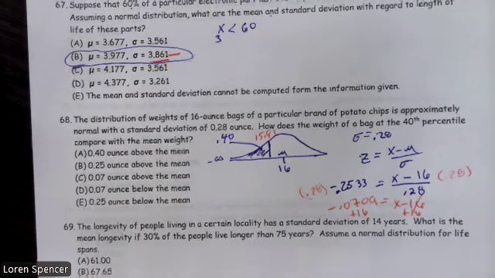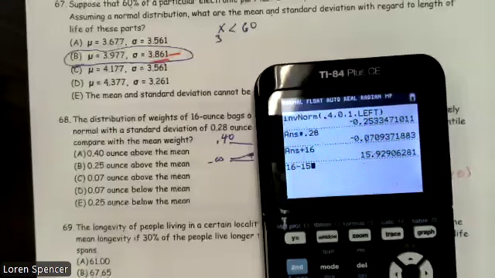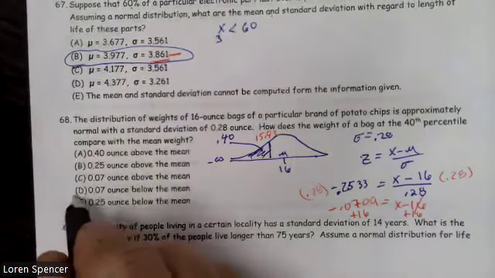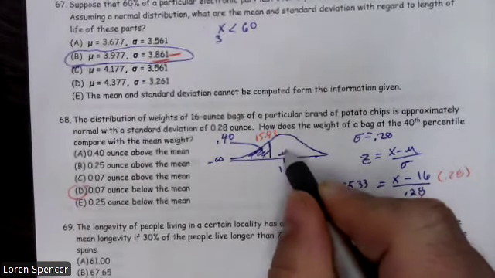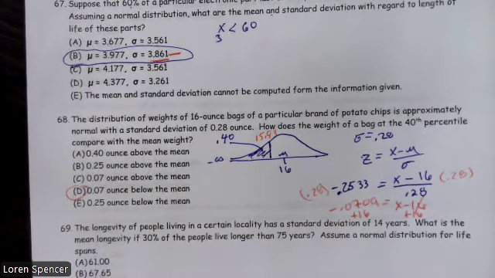How far below the mean are we? Well, 16 minus 15.93. We're 0.07 below the mean. And we know we're below the mean because we're at the 40th percentile. At the 50th percentile, we're at the mean, 60th percentile, we're above the mean. All right, so we're below the mean, and we just needed to calculate the z-score.